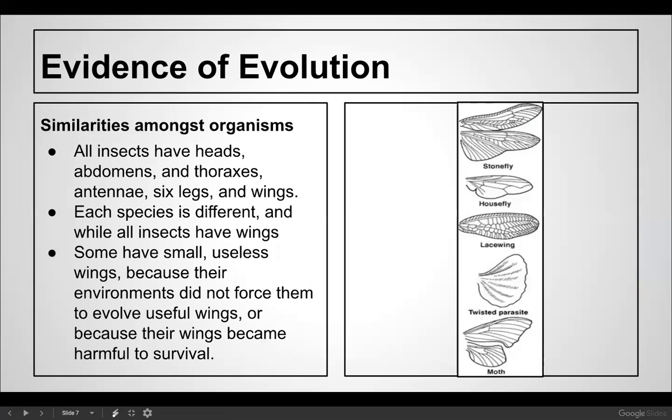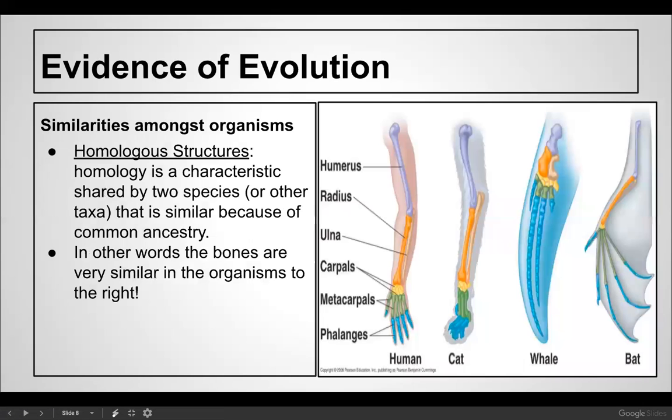Similarities amongst organisms: all insects have heads, abdomens, and thoraxes, antennas, six legs, and wings. Each species is different, and while all insects have wings, some have small, useless wings because their environments did not force them to evolve useful wings, or because their wings became harmful to survival, much like wings on a penguin versus a hawk. We talked about this earlier, various structures that are similar.